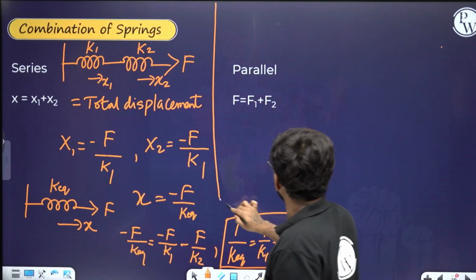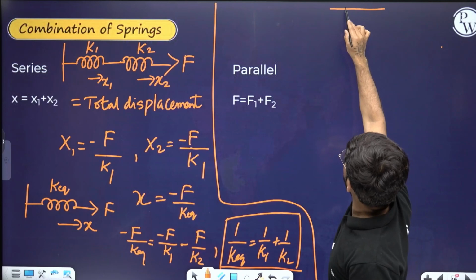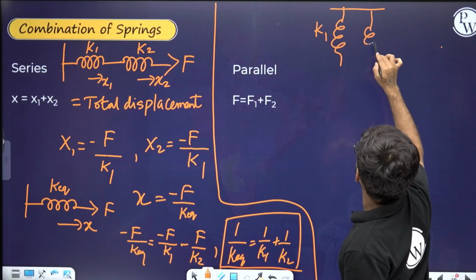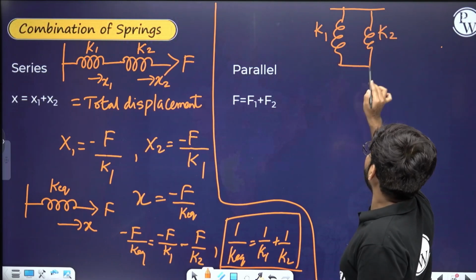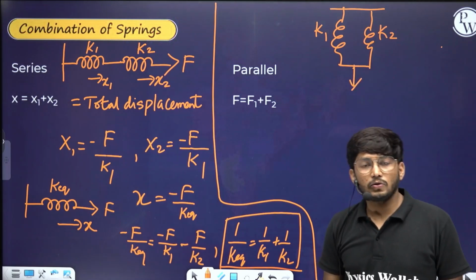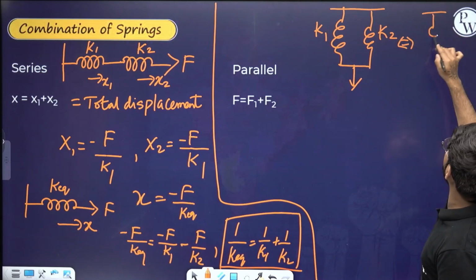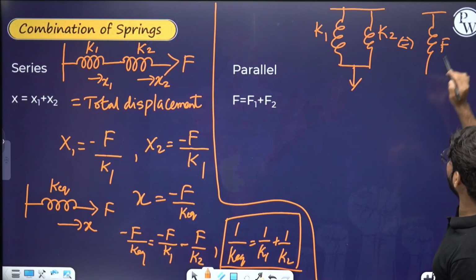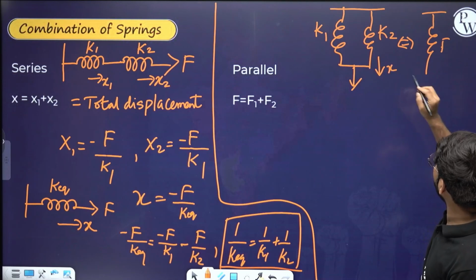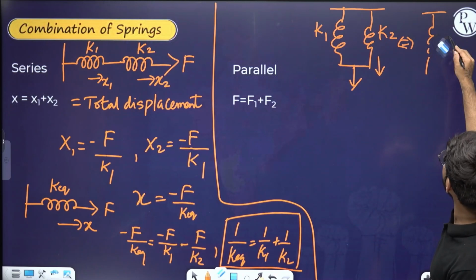In parallel, what do we do? We have a fixed surface, and one spring having spring constant K1, another spring having spring constant K2, connected in parallel, and I am applying an external force F in this direction. So I want to represent it with an equivalent combination, a single spring, under the same external force.